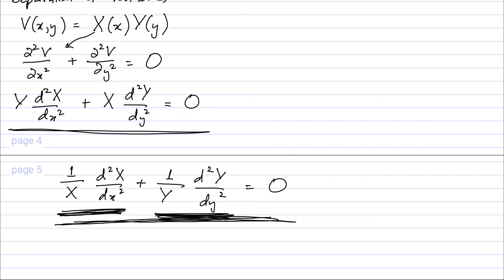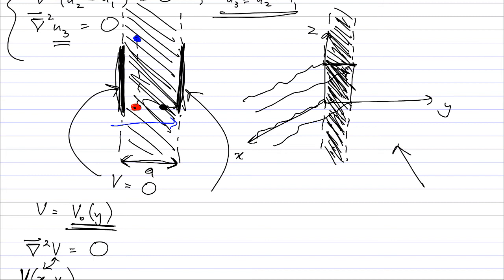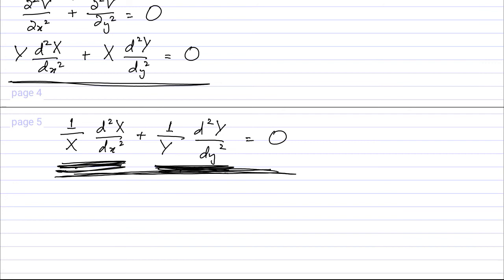Similarly, you can also imagine moving from the red point to a point slightly out of the page. So in other words, you are changing x but not y. Then only the first term changes, the second term does not change. But this equation still has to be satisfied. So the first term can only be a constant. It cannot depend on x. Otherwise this equation cannot be satisfied.